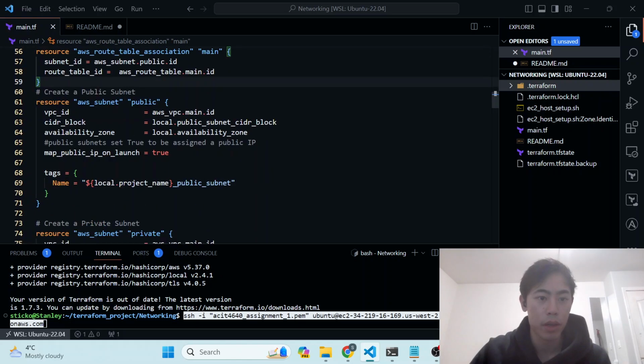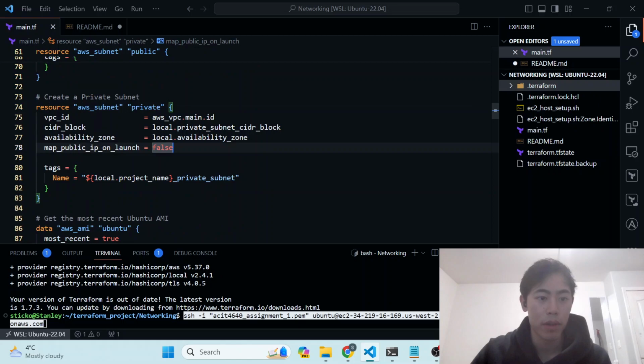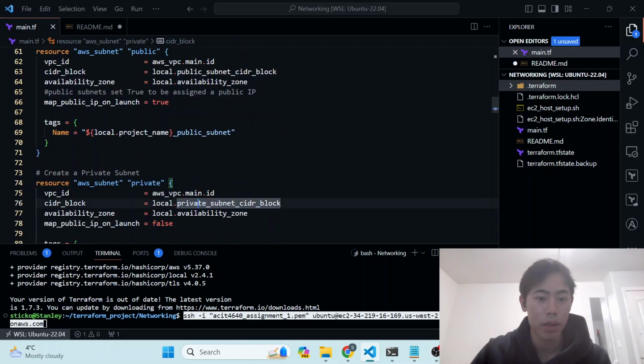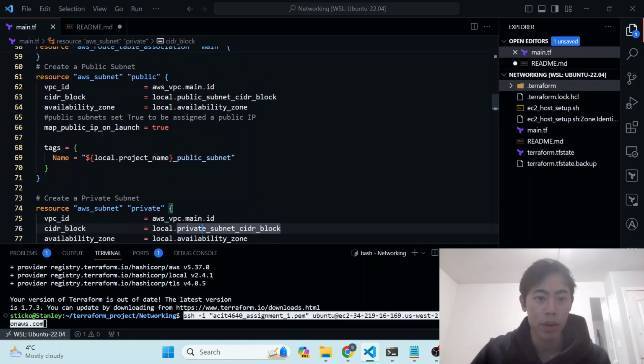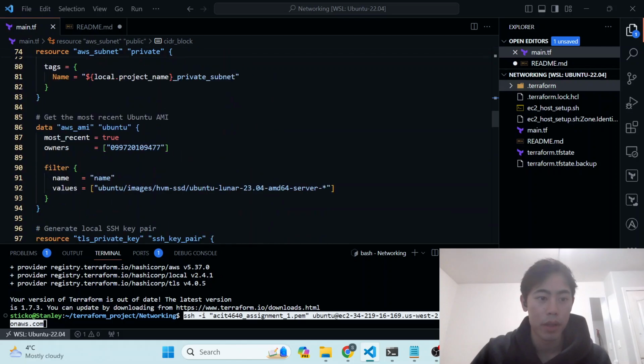This resource block is for the creation of a public subnet. Map public IP on launch means it's given an IPv4 address on launch. Private set to false, so it won't have an IPv4 address. The CIDR blocks are the local private declared above, and the public private also declared above. Next is the Amazon machine image, where I used Ubuntu.